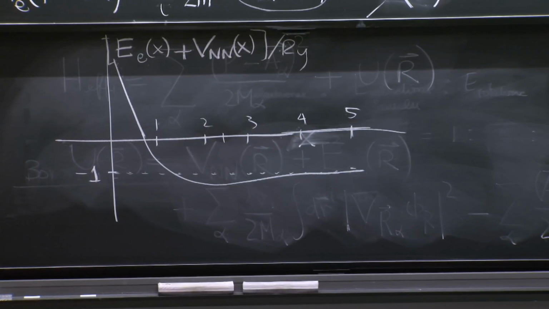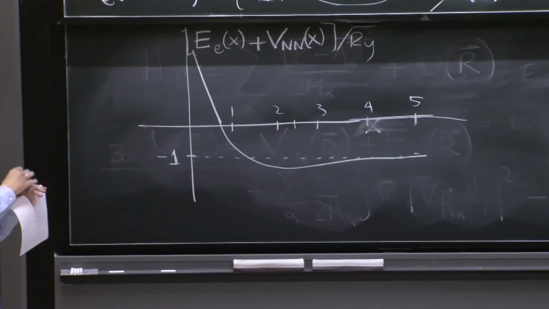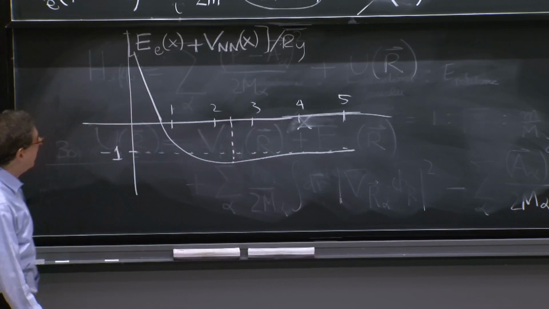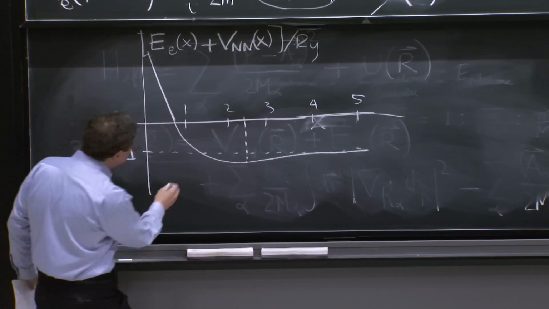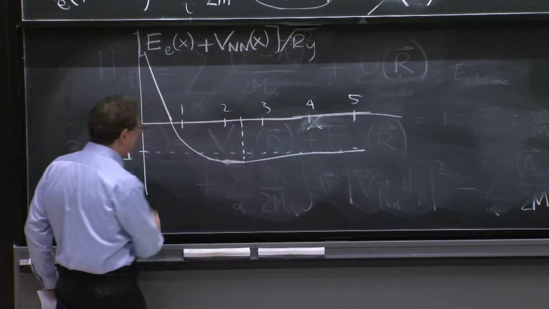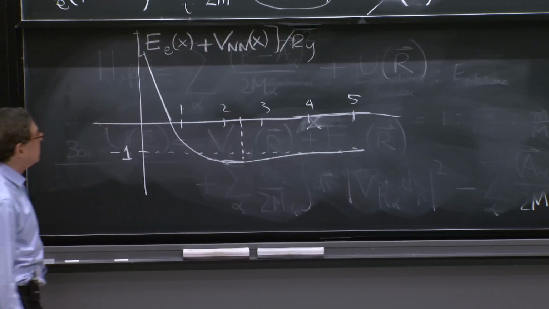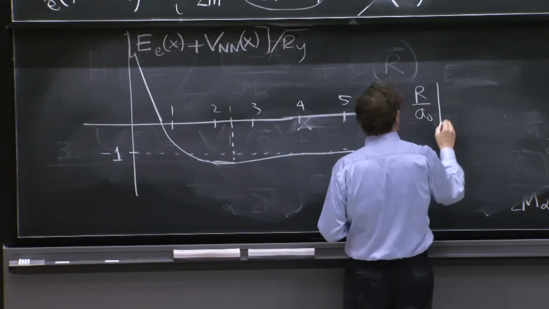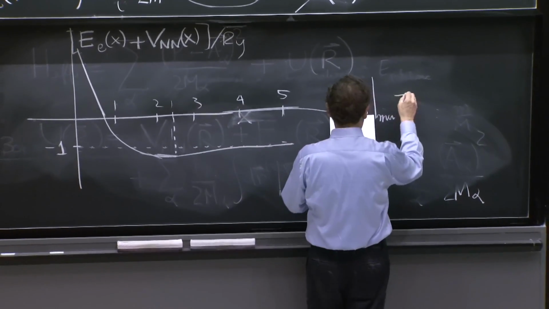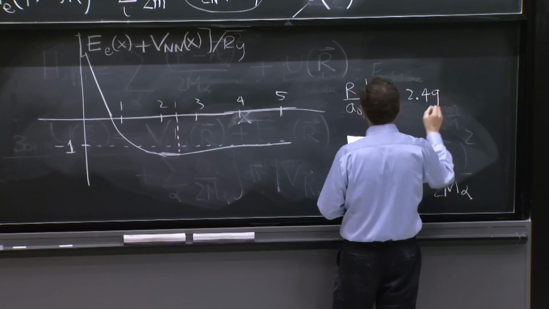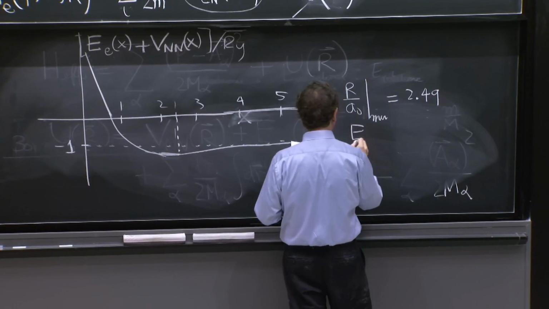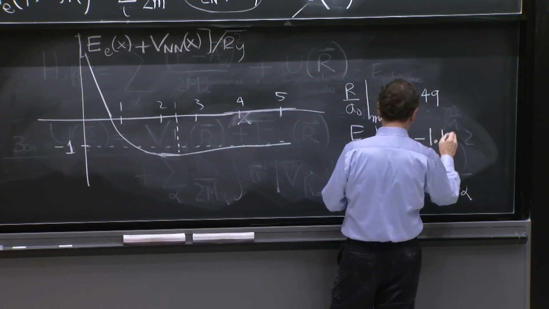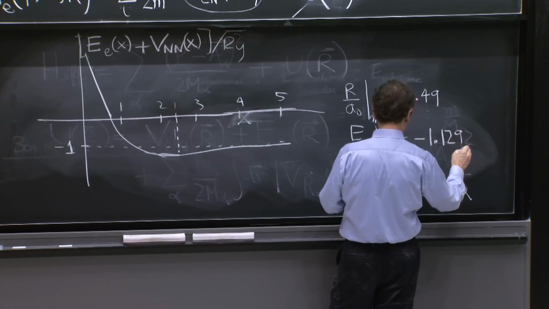It's a rather little quadratic minimum. It's rather flat. And these are the numbers you care for. This is the minimum. Maybe it doesn't look like that in my graph too well, but it's a very flat minimum. And R over a0 at the minimum is, in fact, 2.49. And E over Rydberg at the minimum is minus 1.297.